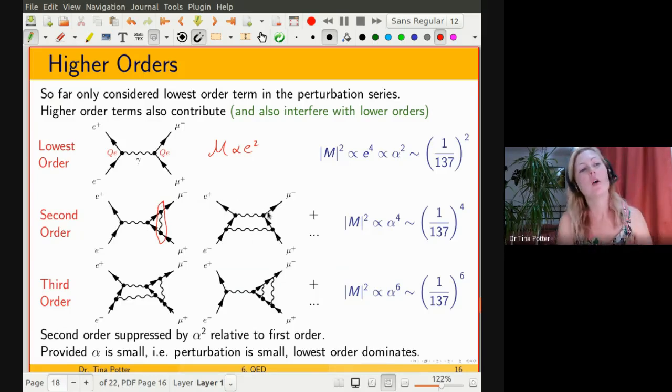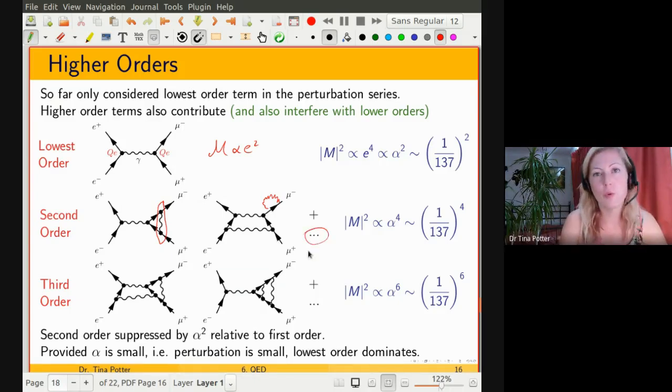You could also have, for example, an emission and an absorption. There's lots and lots of these that you can add. So I've got little dots here because there's lots of different ones that you can add. But all of them are going to have 4 electromagnetic vertices with unit charge particles. So here our matrix elements are all going to be proportional to e to the power of 4. And so our matrix element squared will be proportional to alpha to the 4.